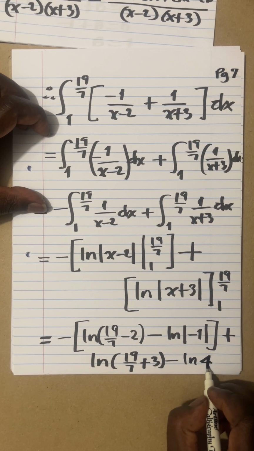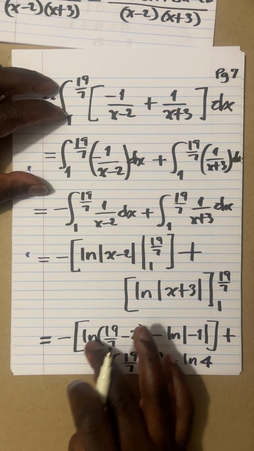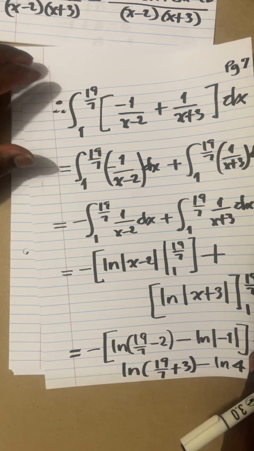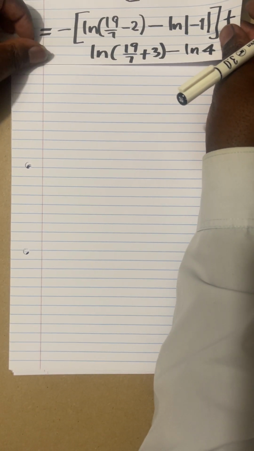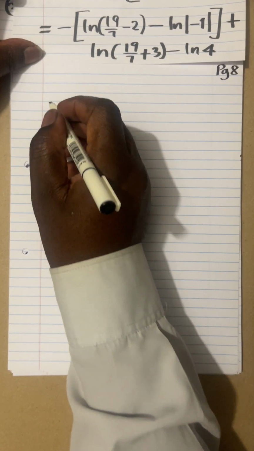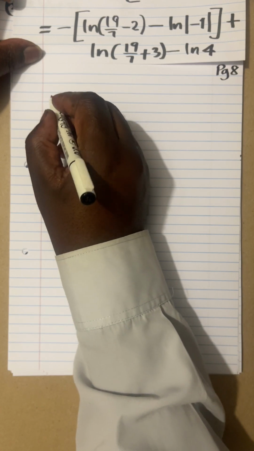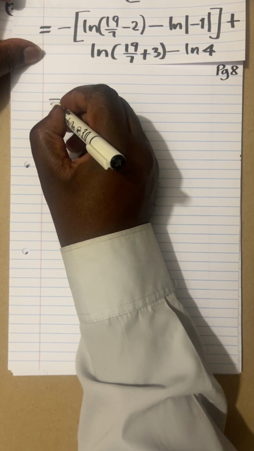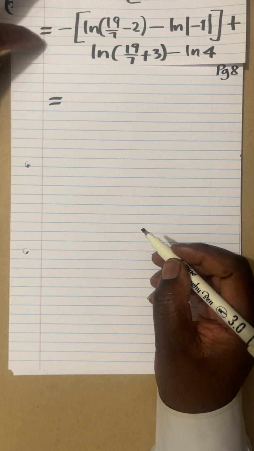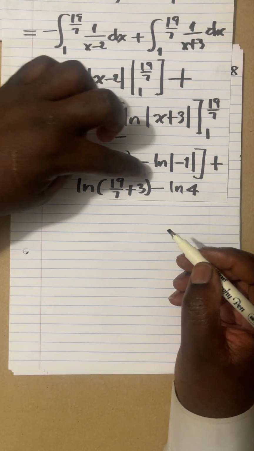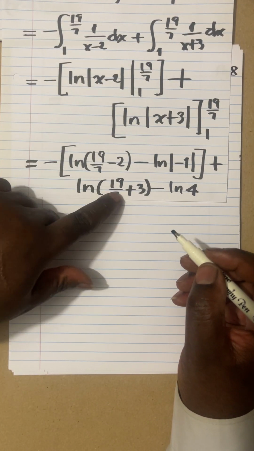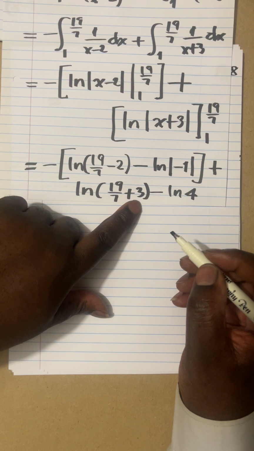Natural log of 4. Now, so we have to simplify that and this, and then we're at the answer. Let's look at page 8. How does it work? The first part is going to be equal to, so the first part is this part here. I'm going to simplify that first, because this one here, this is 21 over 7, as you can see.